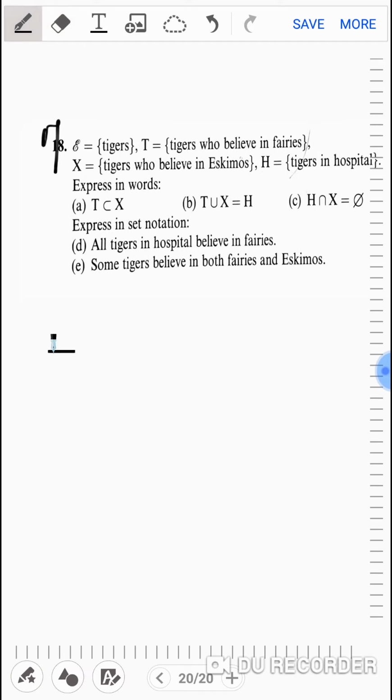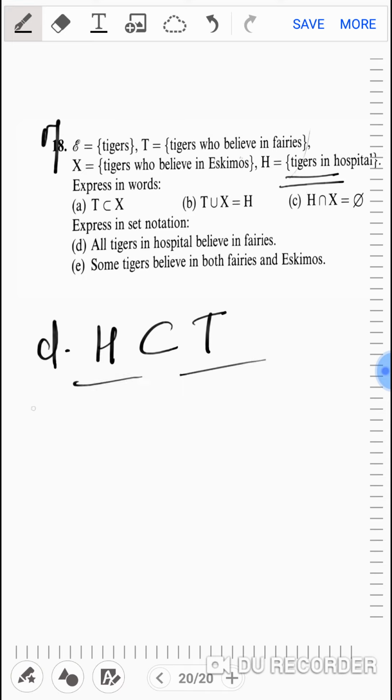Next you have the word interpretation and you have to convert them into symbols. D. All tigers in hospital believe in fairies. So tigers in hospital are H. They believe in fairies, so they belong to tigers who believe in fairies. So H belongs to T.